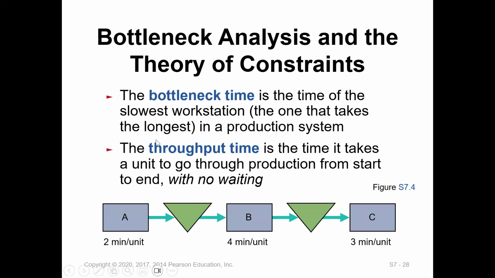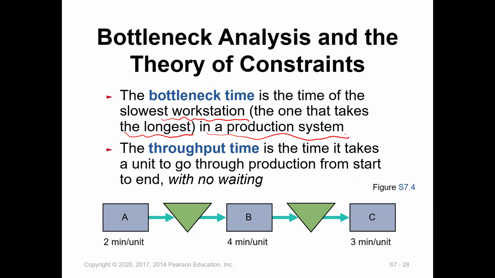So bottleneck analysis. The bottleneck is the time of the slowest workstation. When you have different workstations, for example, when you go to the bank, you join the queue, and if you are doing some paperwork, the first step takes 2 minutes and then another 2 minutes, but there is another step which takes like 10 minutes. Oh, this is the bottleneck, which takes the longest time, the slowest process. Slowest means it takes the longest in the production system.